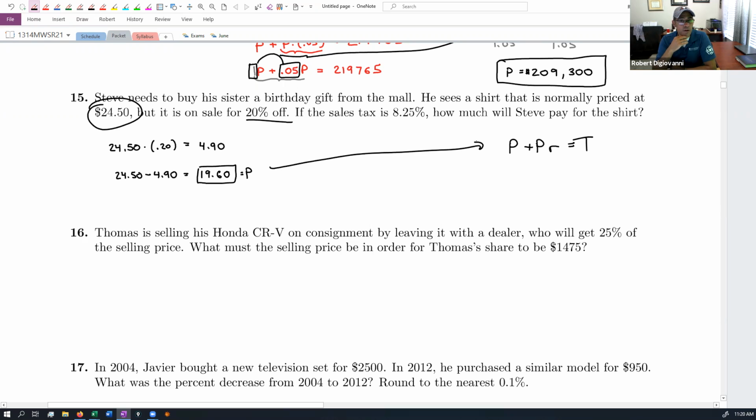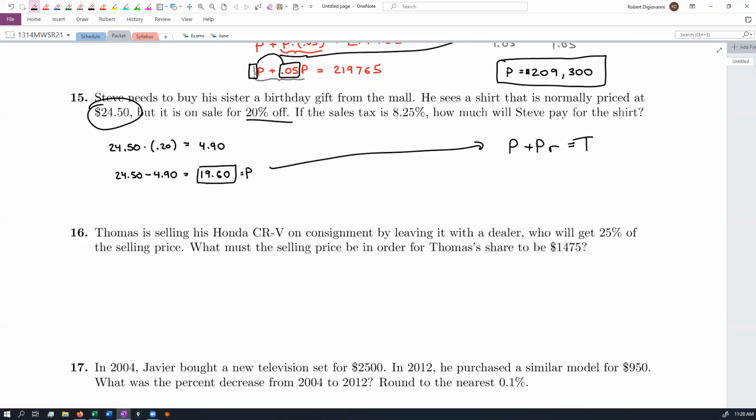Does anybody know an easier way to get that same number? Think about it this way. If I'm going to ask you to take 20% off, then aren't you really only going to be paying for 80% of the shirt? To say take off 20% is the same as saying pay 80%. Y'all agree with that idea? Yeah. Okay, so why don't we try that?